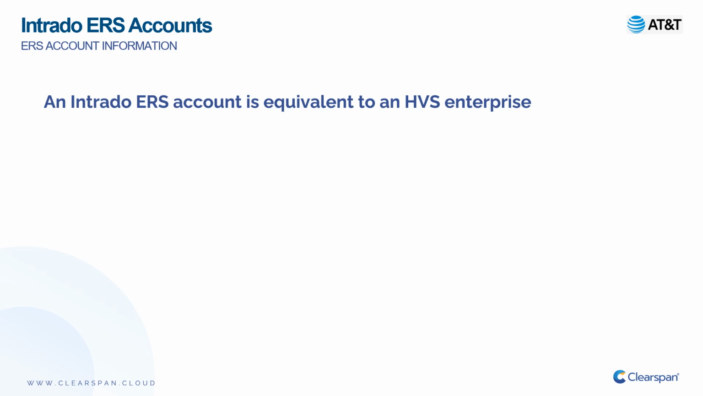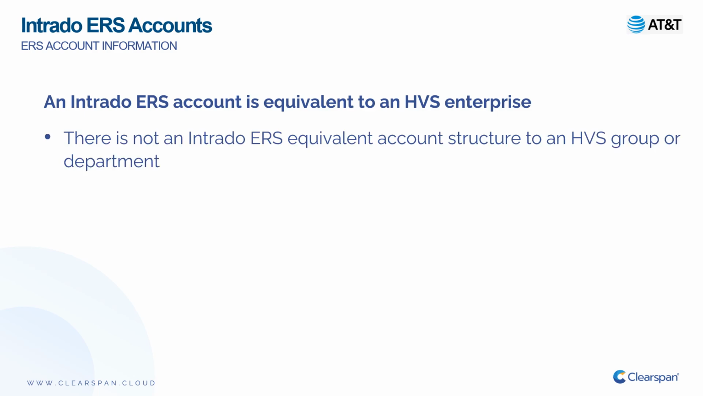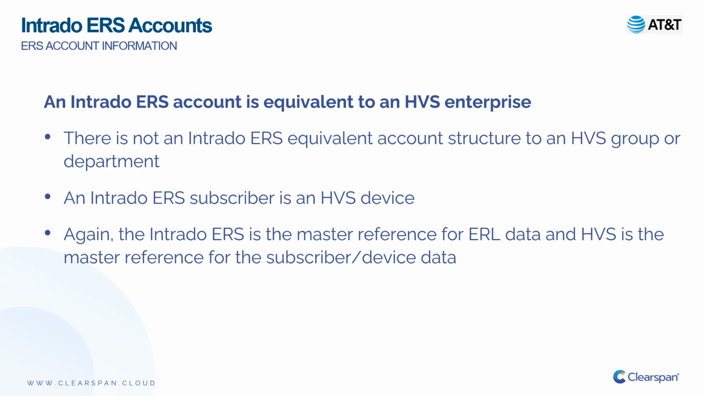An Intrado ERS account is equivalent to an HVS enterprise account. There's not an Intrado ERS equivalent account structure to an HVS group or department account structure. An Intrado ERS subscriber is equivalent to an HVS device. Again, the Intrado ERS is the master reference for the ERL data, and HVS is the master reference for the subscriber data.